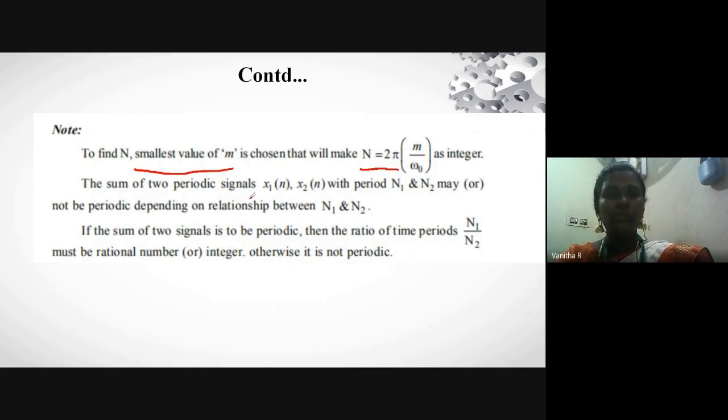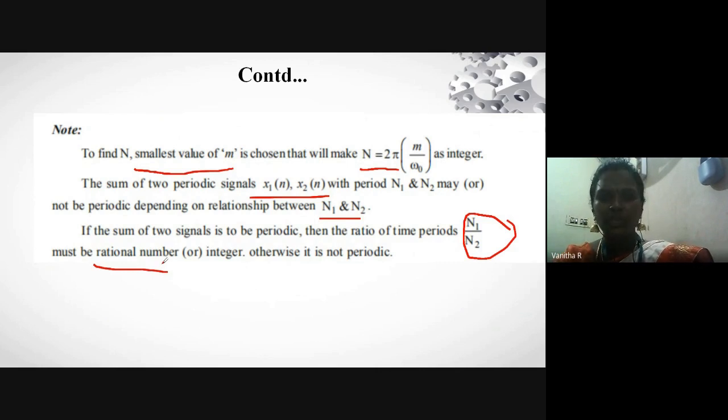Imagine your question has two signals, say x1 of n and x2 of n. At that time you have to find n1 and n2. Two n values you will be getting. You have to find the ratio between that n1 and n2. That ratio must be a rational number or an integer. Then only we can say it is a periodic signal. If it is not satisfying, the given signal is aperiodic.